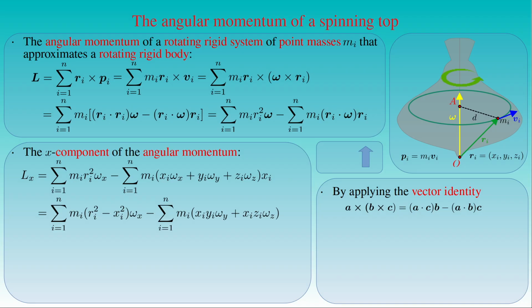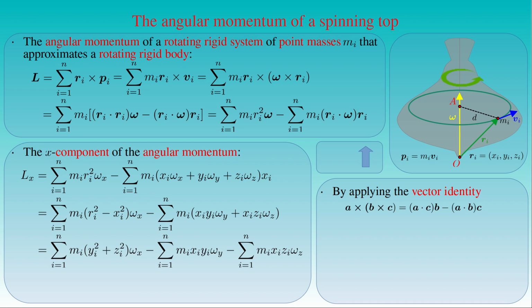By expressing the square of the position vector Ri in terms of coordinates, we can write the first term as the sum of the mass mi times the square of the y-coordinate of the position vector Ri plus the square of its z-coordinate, times the x-coordinate of the angular velocity vector omega from i equals 1 to n. The second term in the right-hand side then is expressed as minus the sum of the mass mi times the product of the x and y coordinates of the position vector Ri, times the y coordinate of the angular velocity vector omega from i equals 1 to n. Finally, the third term in the right-hand side is given by minus the sum of the mass mi times the product of the x and z coordinates of the position vector Ri, times the z coordinate of the angular velocity vector omega from i equals 1 to n.